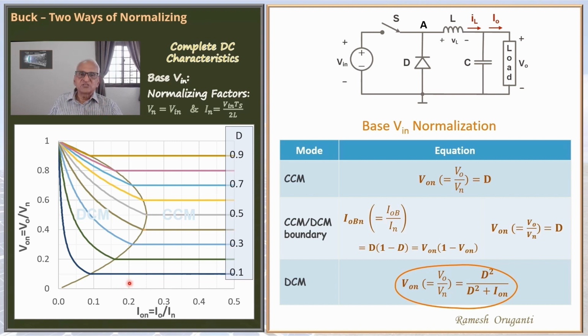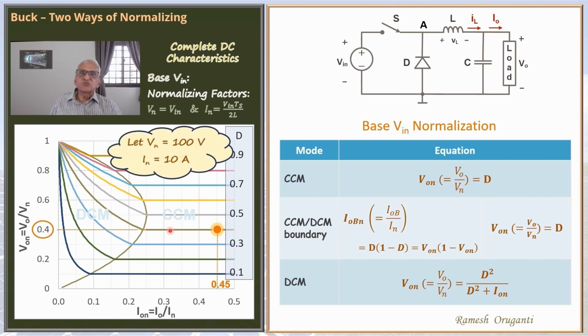We'll quickly see how to use this graph. Here's an operating point marked on the characteristics. The duty cycle corresponding to this operating point is 0.4, ION is 0.45, and VON is 0.4. The operation is in continuous conduction mode. If you assume that Vn, that is the base voltage for normalization, is 100 volts and In, the base current for normalization, is 10 amperes, then the actual IO is 4.5 amperes and the actual output voltage is 40 volts.